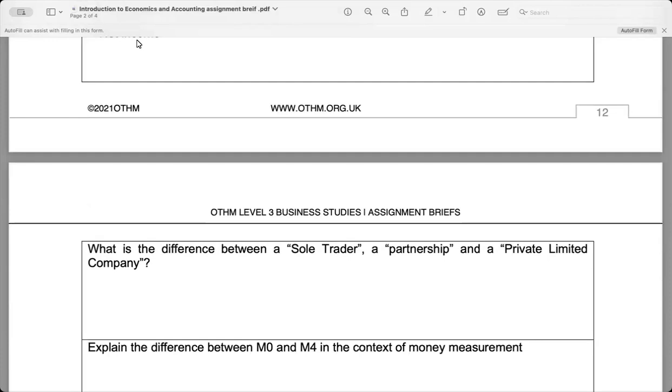Then, what is the difference between a sole trader, a partnership, and a private limited company? Explain how each type of business is structured, highlight the advantages and disadvantages of each, and discuss key differences in liability, ownership, and financial management.